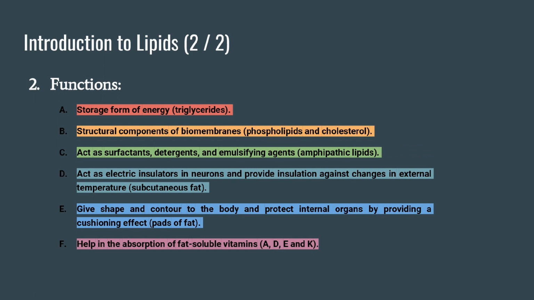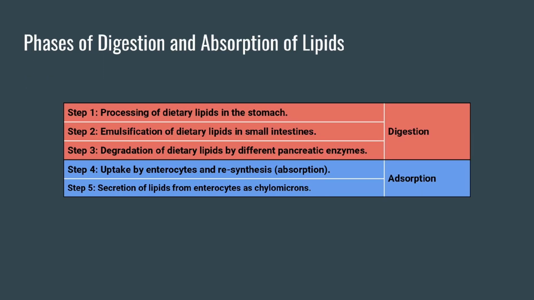Functionally, lipids are a storage form of energy. They are components of cell membranes and act as electrical and temperature insulators. Furthermore, they help in the absorption of fat-soluble vitamins, which are A, D, E, and K. Lipids, when eaten, will travel along the alimentary tract and will go through the following steps, where the first 3 steps are digestion and the last 2 steps are absorption.